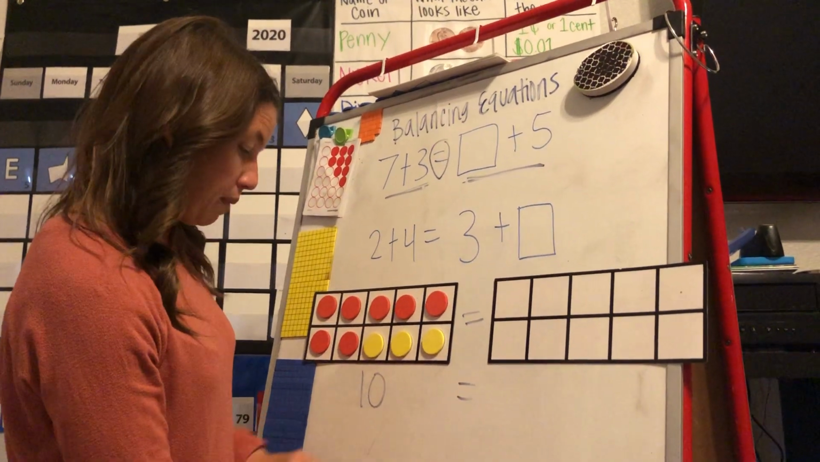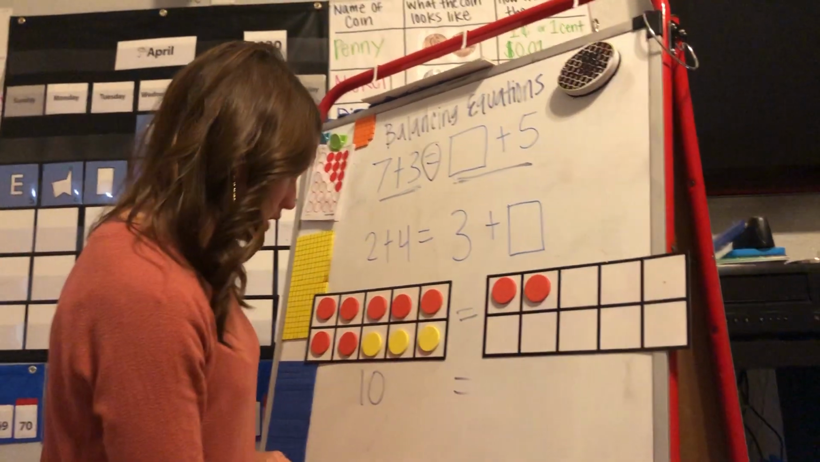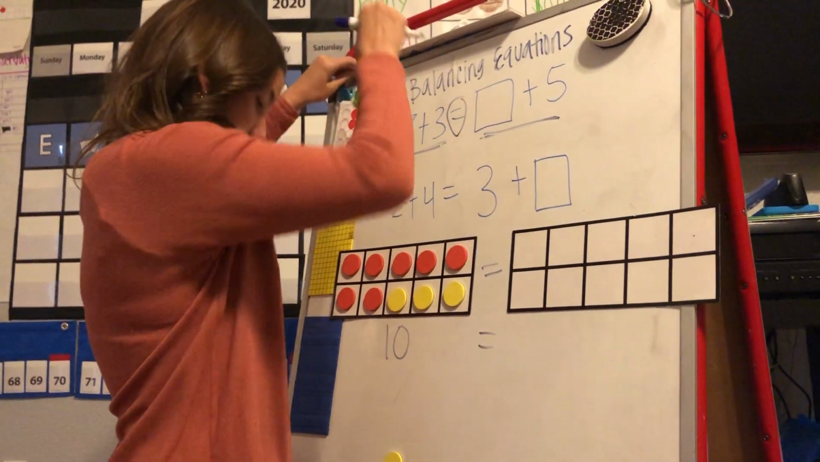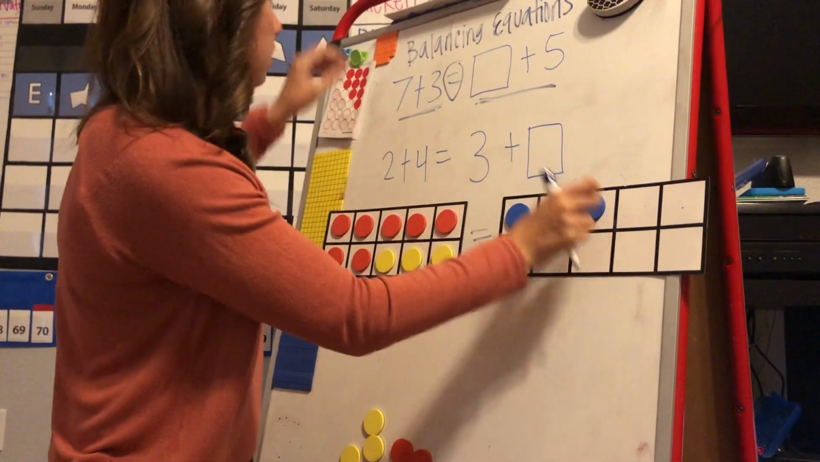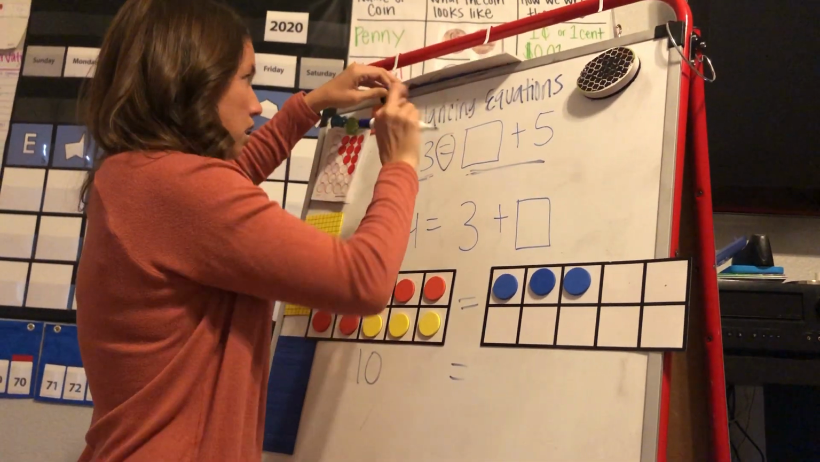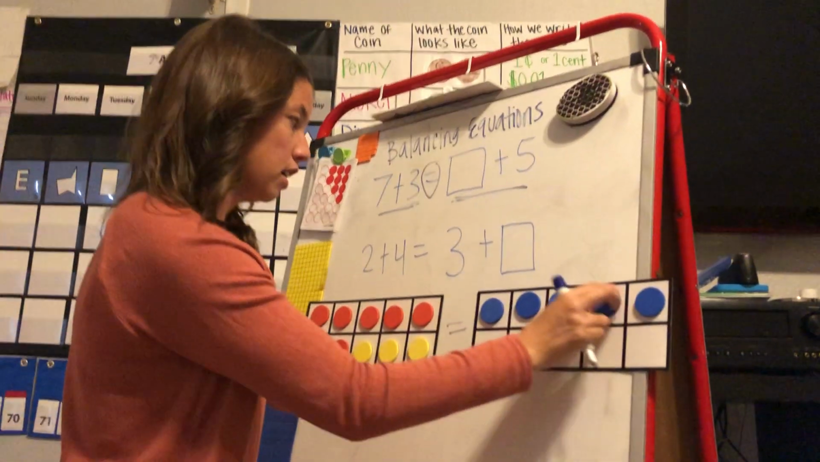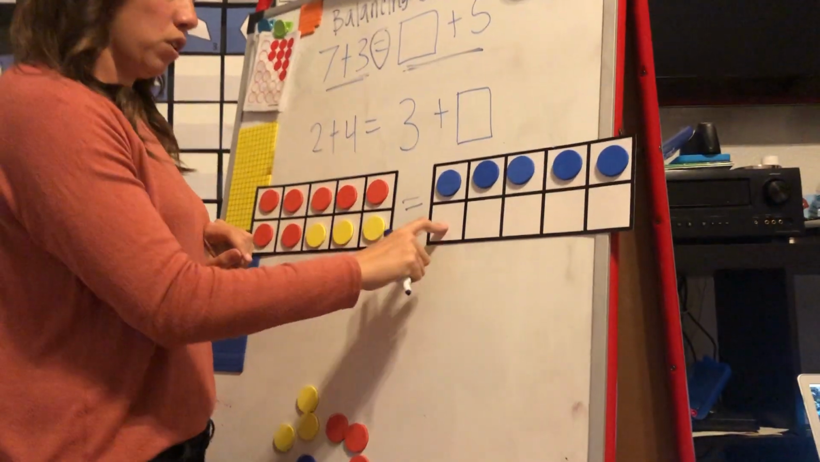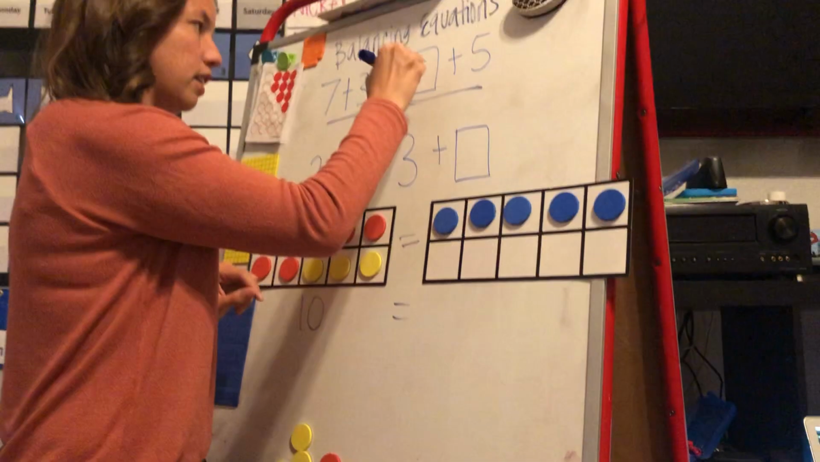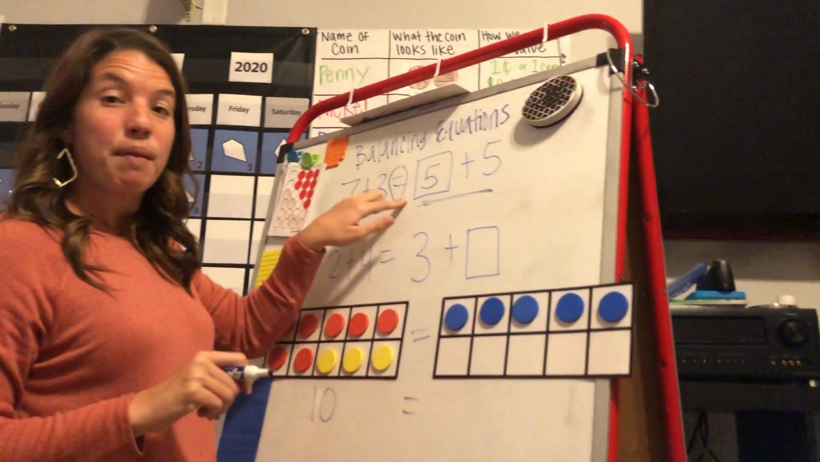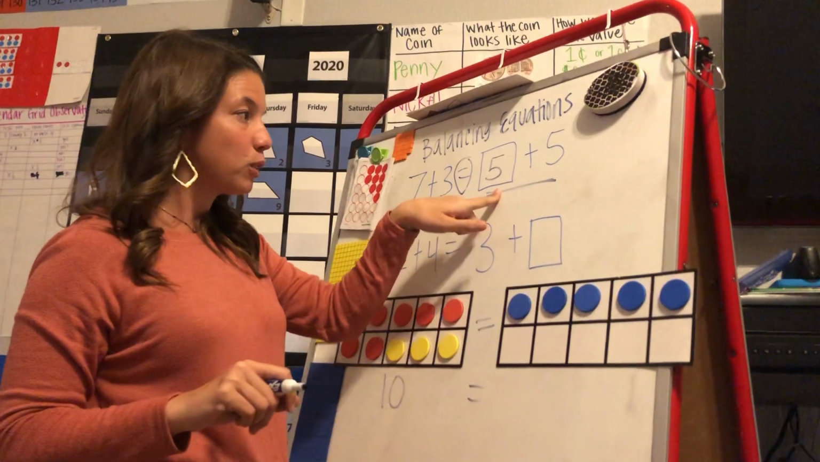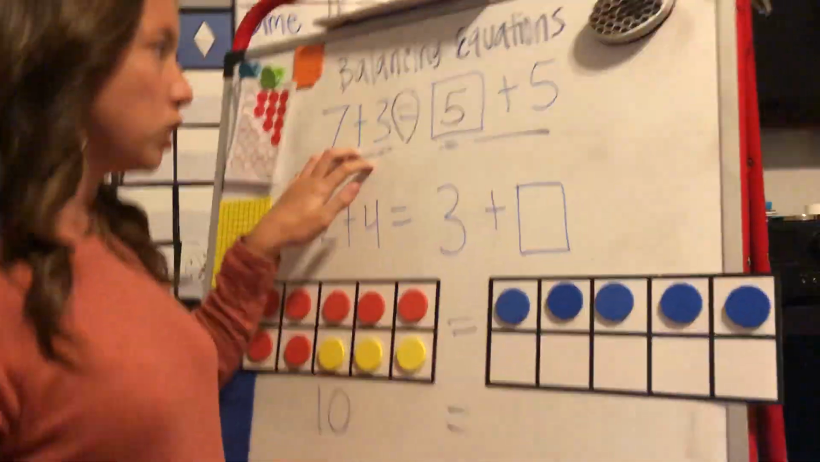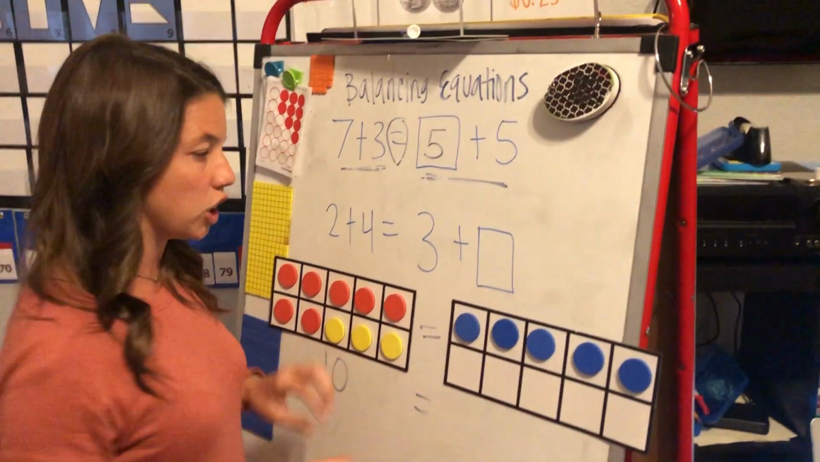Let's see. So I'm going to add my 5. 1, 2, 3, 4, 5. So 5 plus what do we need so that they will be the same? 1, 2, 3, 4, 5. That's right. 7 plus 3 is the same as, remember the equal sign just means what's on this side is the same as what's on this side. 7 plus 3 is the same as 5 plus 5. This equals 10 and this equals 10. So it's a balanced equation.